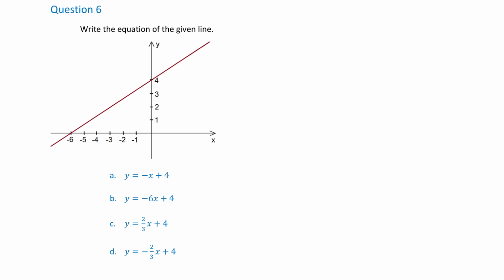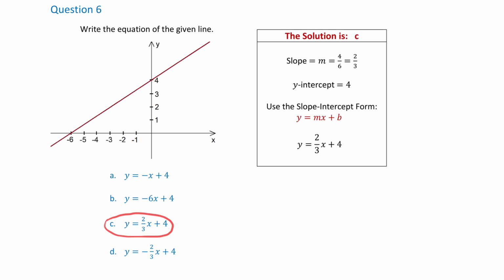Now let's see what the right answer is. The right answer is C. This line crosses the x-axis at -6 and the y-axis at 4. To write the equation, first we will use these 2 points to find the slope.